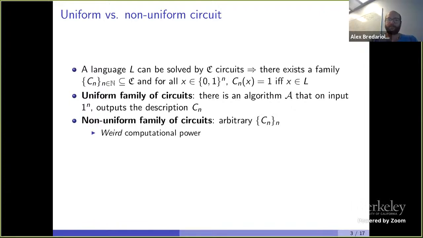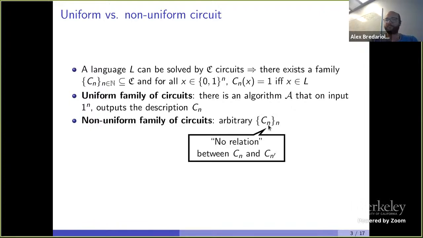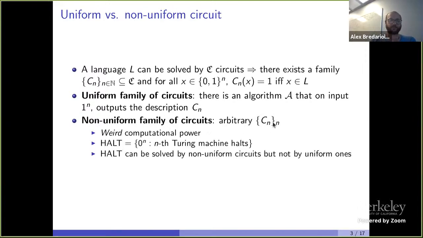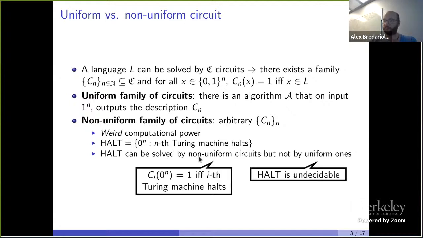And it turns out that this seems to be a very slight modification in definition, but it brings a lot of weird computational power to this model. For those who have never seen it, we can consider, for example, the halting problem, where we want to decide if the nth Turing machine halts. It turns out that the halting problem can be solved by non-uniform circuits, but it cannot be solved by uniform ones.